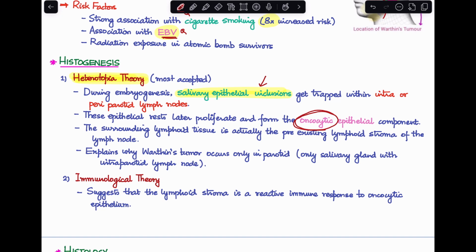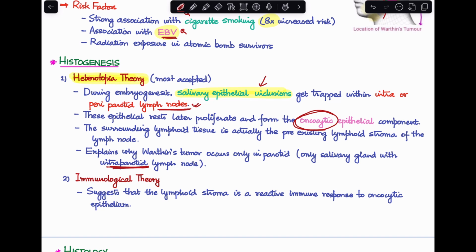This oncocytic epithelial component later gets surrounded by lymphoid tissue, as this is happening within the lymph node. This lymphoid tissue forms the lymphoid stromal component of Warthin's tumor. This theory is accepted because it explains why Warthin's tumor occurs only in the parotid gland and not in the submandibular or sublingual glands. That is because the parotid is the only gland with an intraparotid lymph node, basically a lymph node inside of it.